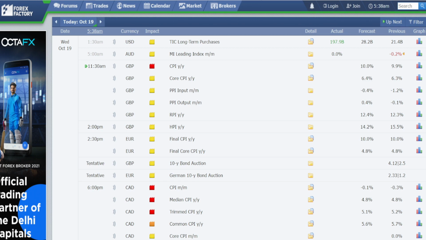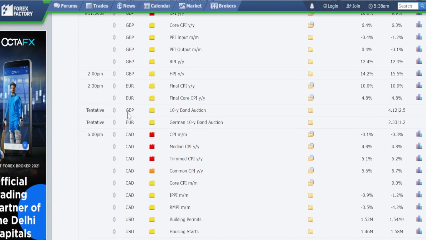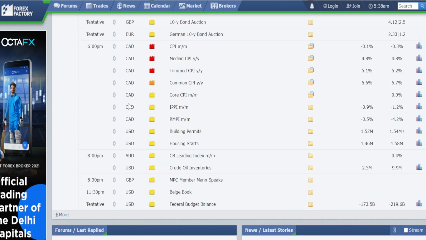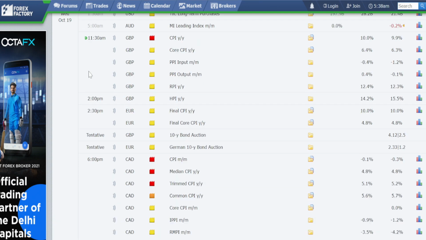So when we look at the economical events plan for today is Wednesday, October 19th. At 11:30 am we have high impact news planned for British pound related currency pairs. Then as we come down at 6 pm we have high impact news planned for Canadian dollar related currency pairs, and we don't have any high impact news planned for euro related currency pairs or US dollar related currency pairs. Let us begin our gold analysis.